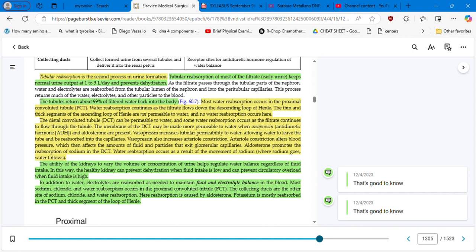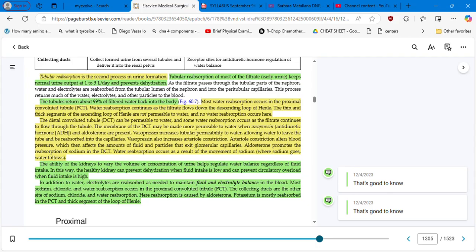Another important concept: the membrane of the distal convoluted tubule may be made more permeable to water when vasopressin, antidiuretic hormone, and aldosterone are present. Vasopressin increases tubular permeability to water, allowing water to leave the tubule and be reabsorbed into the capillaries. Vasopressin also increases arterial constriction. Arterial constriction alters blood pressure, which then affects the amount of fluid and particles that exit glomerular capillaries.